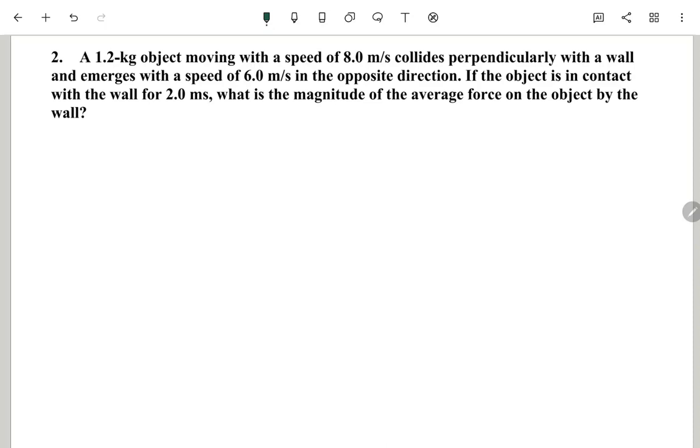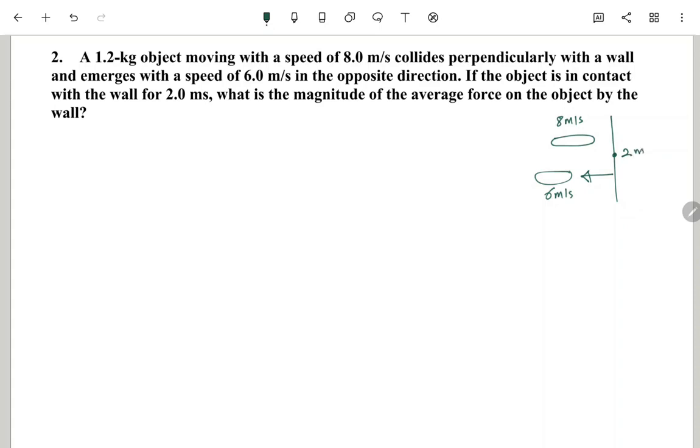A 1.2 kilogram object moving with a speed of 8 meters per second collides perpendicularly with a wall and emerges with a speed of 6 meters per second in the opposite direction. If the object is in contact with the wall for 2 milliseconds, what is the magnitude of the average force on the object by the wall? Now let's just represent the situation here. This object collides with the wall with a velocity equal to 8 meters per second, then bounces back with a velocity equal to 6 meters per second.